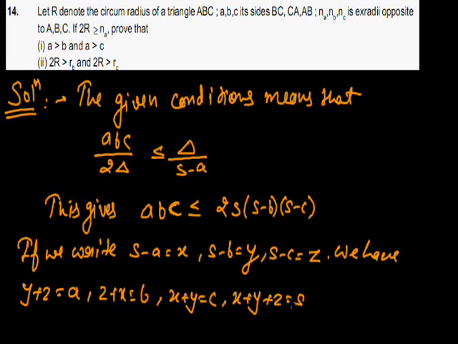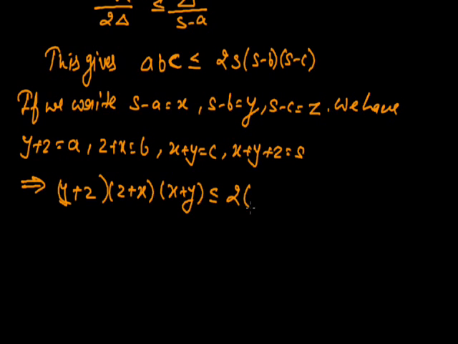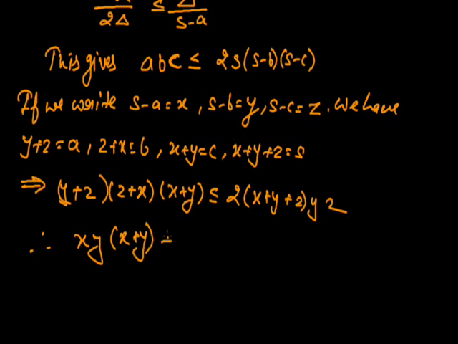The given condition can be written, by substituting the values of a, b and c, as (y plus z)(z plus x)(x plus y) is less than or equal to 2 of (x plus y plus z) into yz. So we can say that xy(x plus y) plus zx(z plus x) is less than or equal to yz(y plus z). Let it be equation 1.